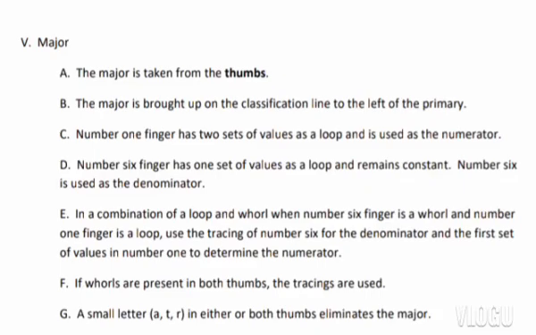In a combination of a loop and whorl, when number 6 finger is a whorl and number 1 finger is a lobe, use the tracing of the number 6 for the denominator and the first set of values in the number 1 to determine the numerator. If whorls are present in both thumbs, the tracings are used. A small letter A, T, R in either or both thumbs eliminates the major.